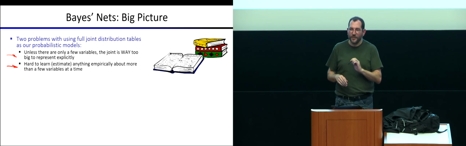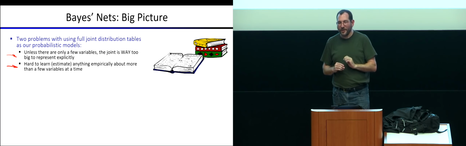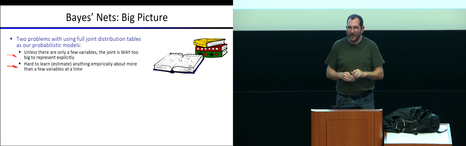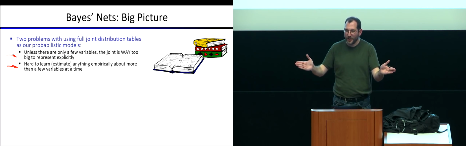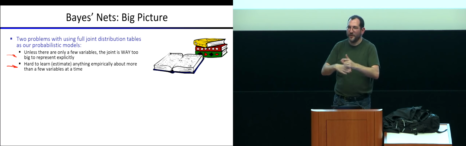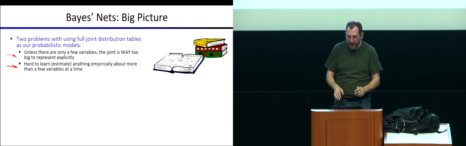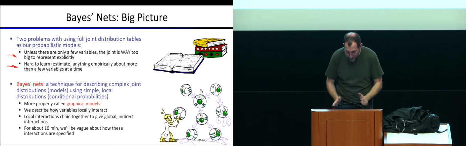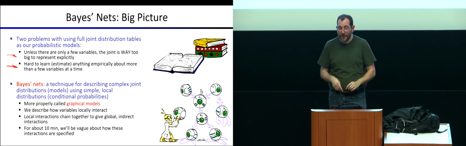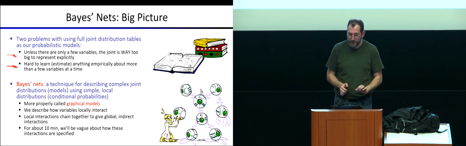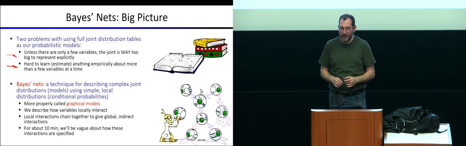And actually, you'll see this in your projects already with reinforcement learning, where with just naive Q learning, you have to learn about every possible state of the world, but with function approximation, you only have to learn about the aspects of those states that generalize in a much better way. It's the same kind of thing. So what are Bayes nets? Bayes nets are a technique for describing complex joint distributions, which are models of a domain, using simple local distributions. In this case, those will be conditional probabilities.